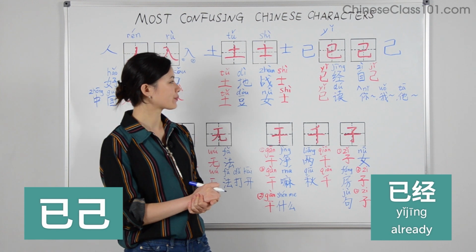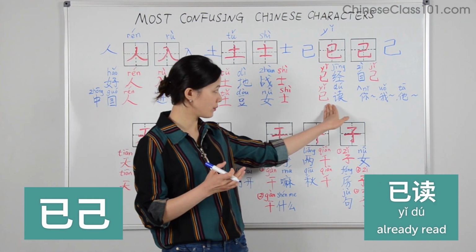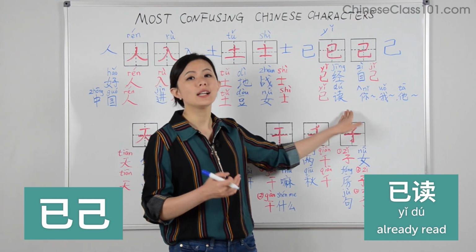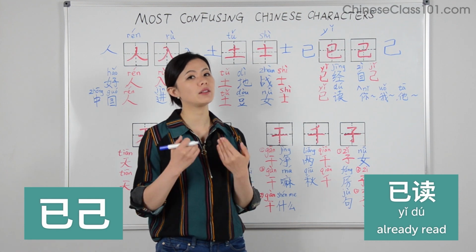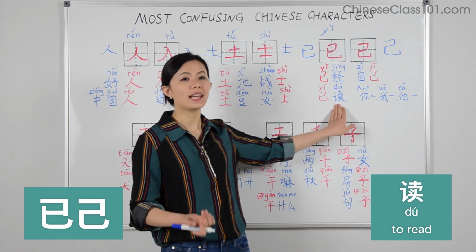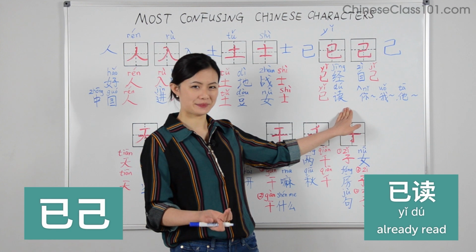已经. And when you text your friend, you may see this phrase or this compound word on your phone, 已读, telling you that your friend has already read the text. 读 means to read, and 已 already, so 已读 is already read.